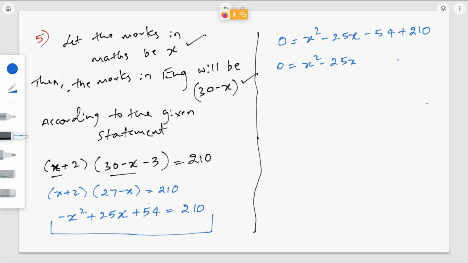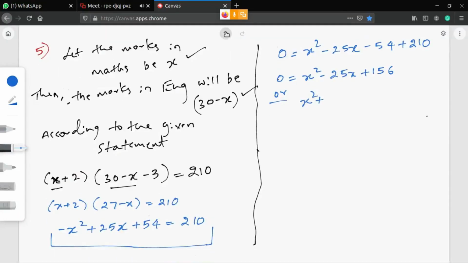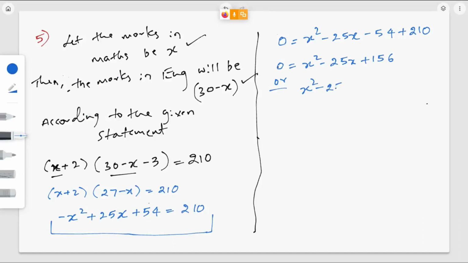How much will you get here? 156. Sir, 156. Okay. So X square minus 25X plus 156 is equal to 0. So this is your quadratic equation. Here A is 1, B is minus 25, C is 156.